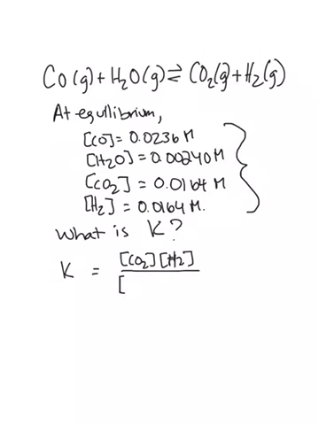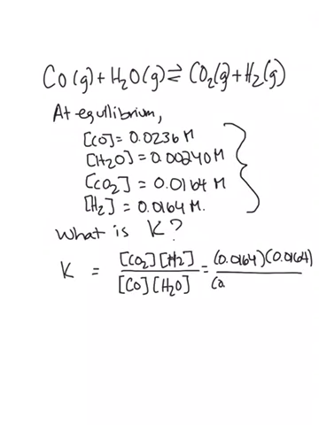And in the denominator, concentration of CO to the first and concentration of H2O to the first. And I can really just put in those numbers. So apparently for CO2, 0.0164, for H2, 0.0164, down in the denominator, 0.0236, and 0.00240. And really, I am perfectly okay with you leaving units off of this.